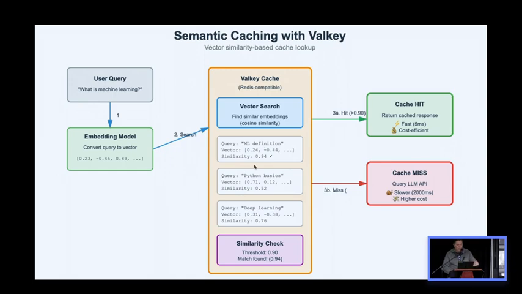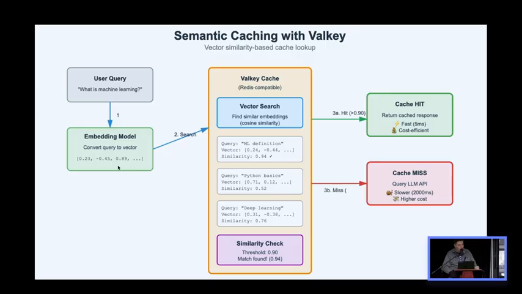One is called ML definition, and there's a vector. Another is Python basics with its own vector, and deep learning with its own vector. And we're running a query called what is machine learning? Now, we can't compare it directly. We first have to vectorize it. And for that, we have to call an LLM. But the difference here is this LLM call is actually very cheap to generate the embedding. What we're trying to do with semantic caching is we're trying to minimize the number of inference requests to the LLM, which are very expensive. And I'll show you some financial numbers later. So we take this, what is machine learning, we convert it to a vector by making that cheap LLM call, and we run it through vector similarity search.